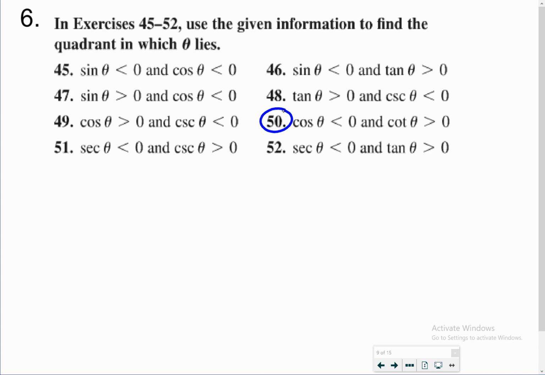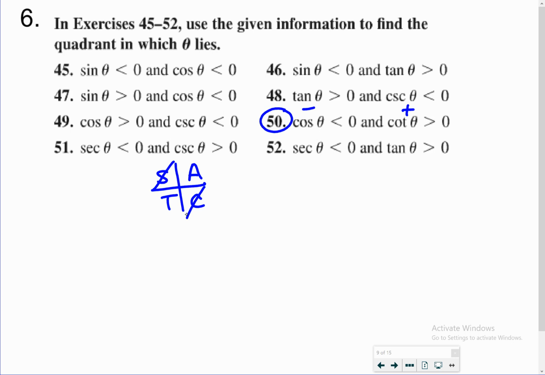Again, this is a little all students take calculus problem. Cosine of theta is less than 0 means cosine is what? Negative. And cotangent of theta is greater than 0 means cotangent is positive. So let's start with the positive one. If cotangent is positive, what 2 quadrants should it be in? 1 or 3. Because A means all functions are positive, and then cotangent and tangent are reciprocals, so those go together.